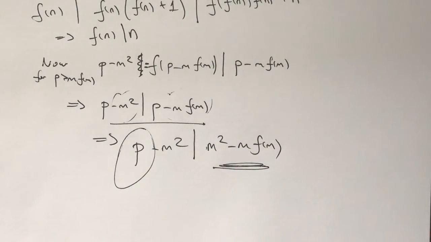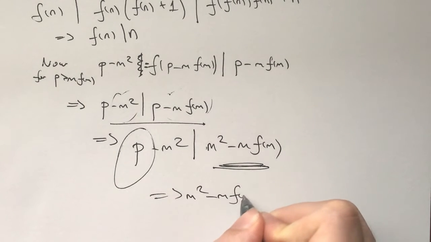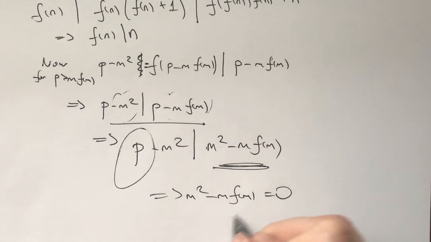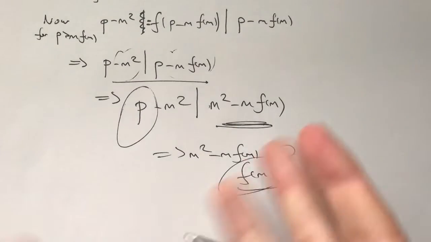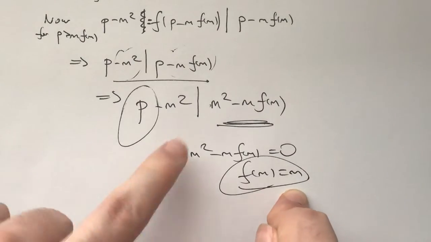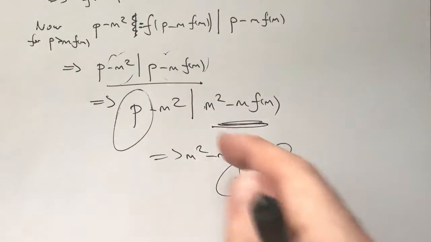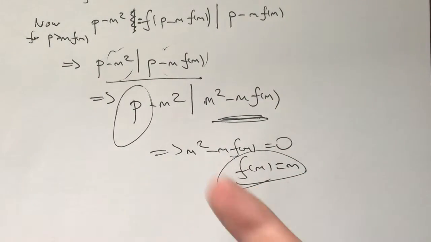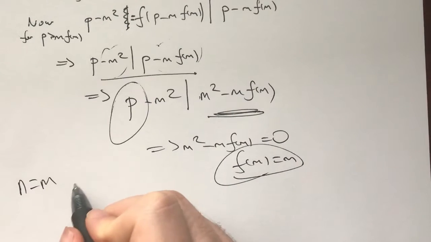This grows without bound. So this implies that m squared minus m f of m is equal to 0, i.e. f of m is equal to m for every single m. So for any m, we find a huge prime such that this is just absurd unless this is 0, and we're done.